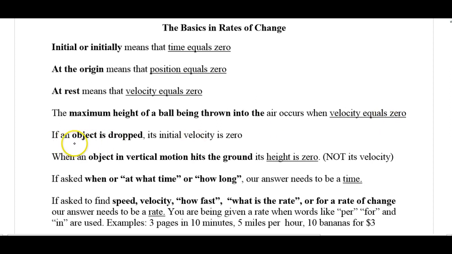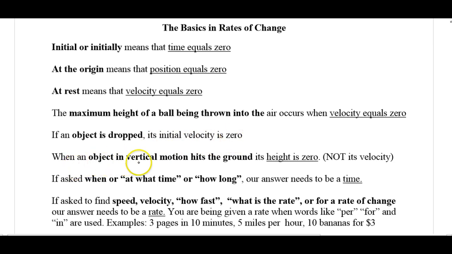Another key phrase is if an object is dropped. If an object is dropped, that tells us that the initial velocity, the starting velocity, must have been 0. Because if you drop something and you're holding it in your hand, it's not moving to begin with. So initially, at the start, the velocity is 0.